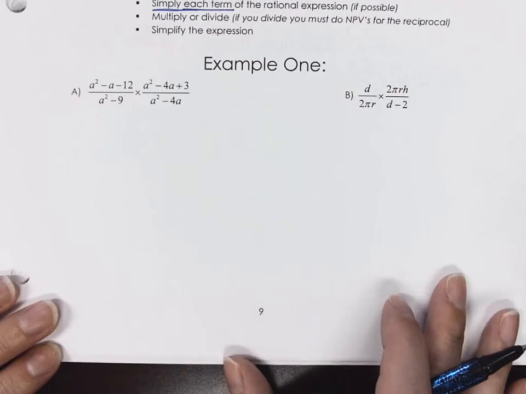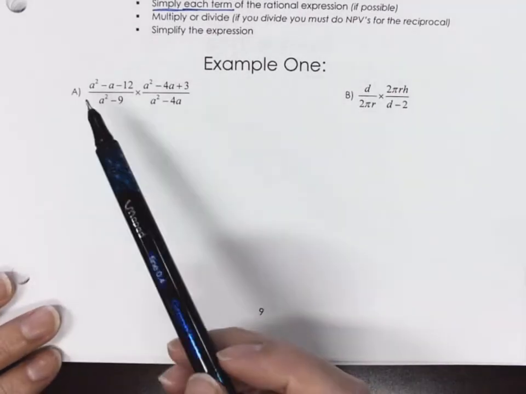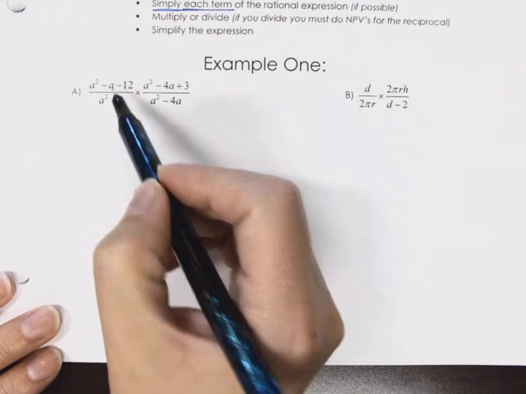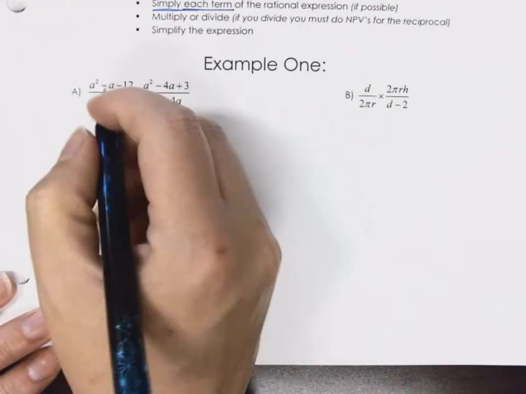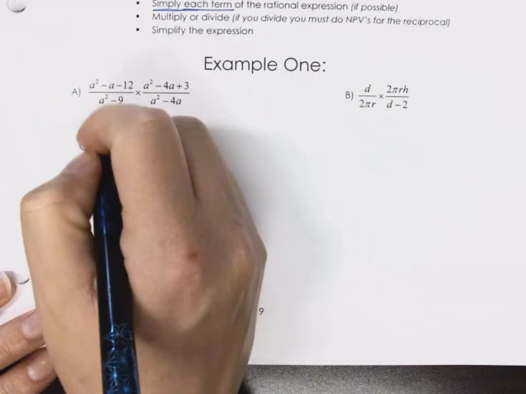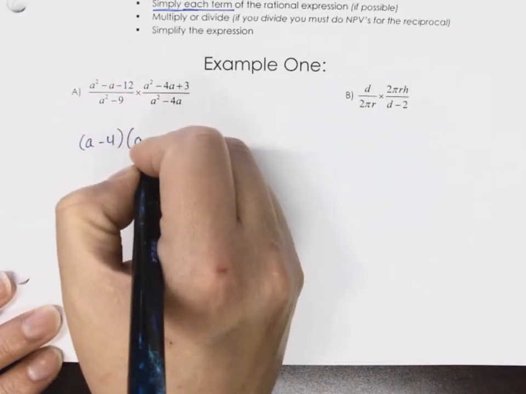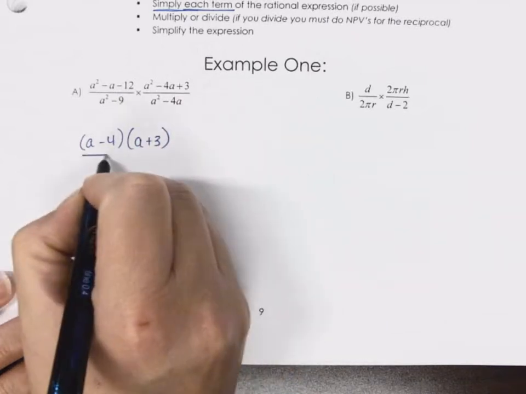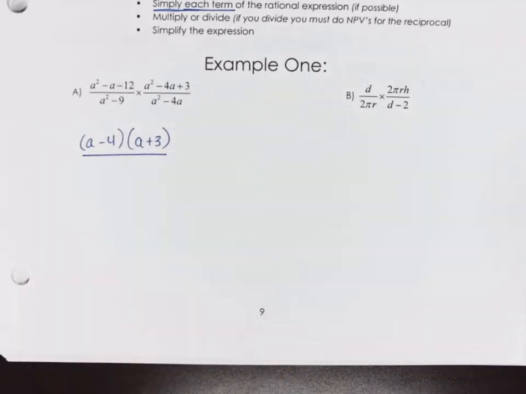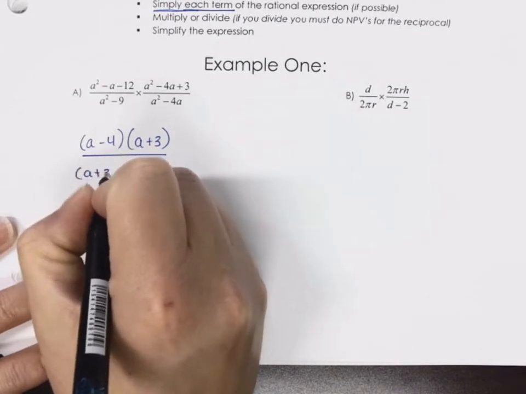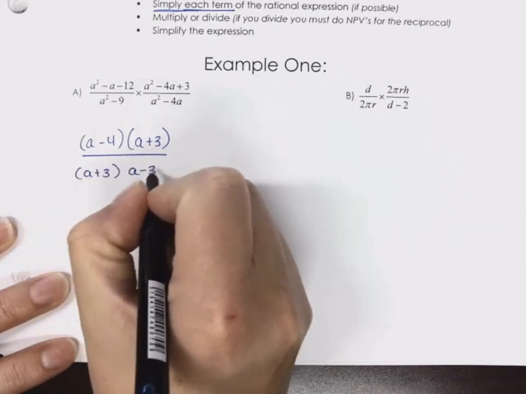So these ones are nice and simple. They're simple trinomials because they don't have a coefficient. So what are the factors of -12 that add up to -1? 4 and 3. Which one's negative? -4. So a minus 4, a plus 3. And that denominator, a squared minus 9. What kind of denominator is it? A difference of squares. So we're going to have a plus 3, a minus 3.